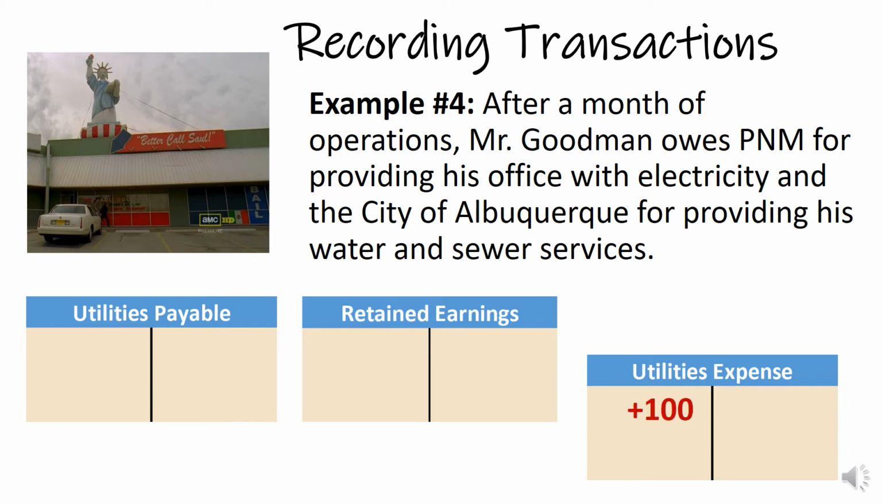He debits utility expense so that the expense gets matched with the revenue that he earned during his first month of operations. And as before, this expense will eventually show up in retained earnings. The offsetting credit goes to the payable, the liability that's created as a placeholder for the bill he knows he's going to receive and have to pay later.